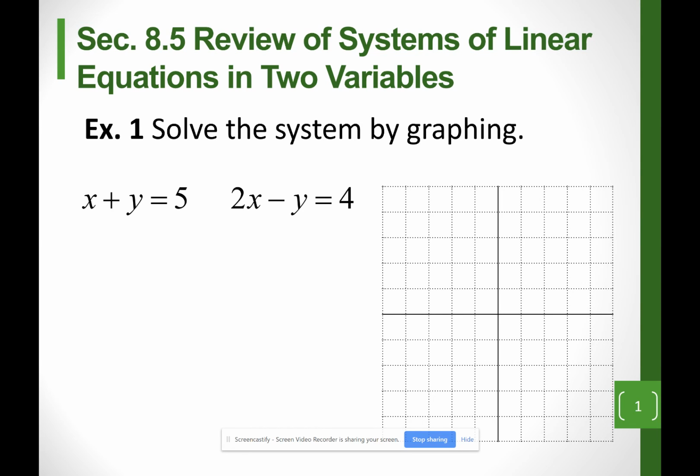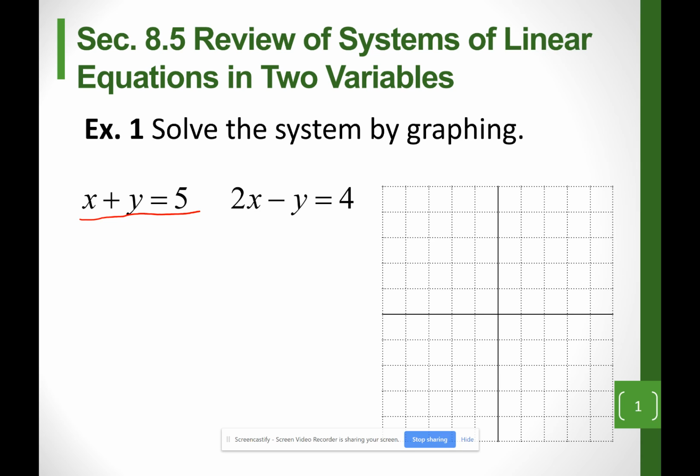Now, at 8.5, we're going to talk about the review of systems of linear equations in two variables. What this means is find the values of x and y that make both statements true, not just one, both of them. We're going to first go into solving by graphing. My first equation: x plus y equals 5.